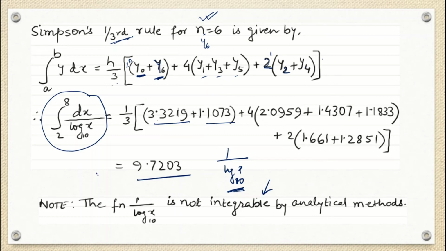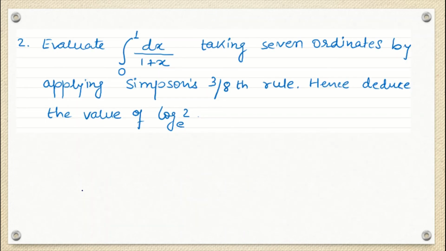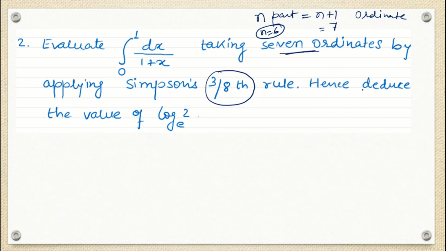Now we are going to see the second question. In the second question, it is given: evaluate the integral from 0 to 1 of dx by 1 plus x taking 7 ordinates. Again, they have said that ordinates are 7. And we said that if there are n partitions, then there are n plus 1 ordinates. So 7 ordinates shows that n is 6. By applying Simpson's 3/8 rule. Hence, deduce the value of log 2 base e.